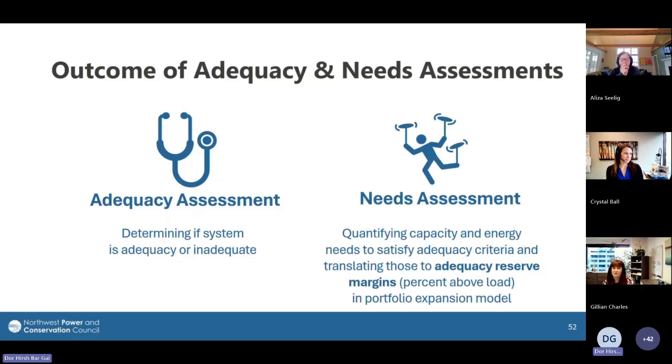If you are doing a needs assessment, you quantify the capacity and the energy needed to satisfy your criteria, and you translate those to what we call adequacy reserve margins. You can call it planning reserve margins, but think of it as the percent above load, and this is the important link to the portfolio expansion model. Again, we'll talk about it in other sessions. This is where you translate your metrics to your planning reserve margins, and that too is pretty unique. Each utility can translate it in a little different way.